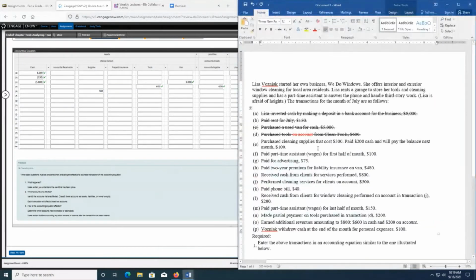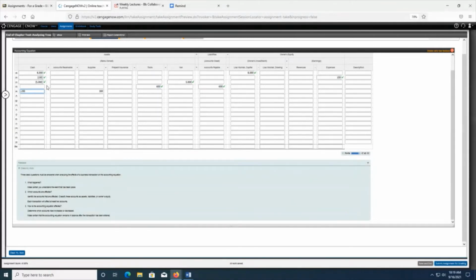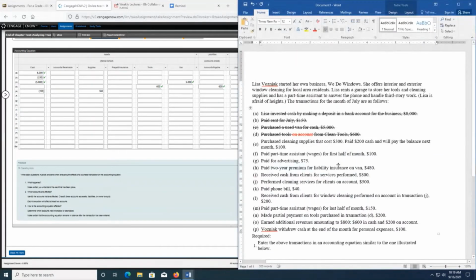Okay, so this is where it gets kind of tricky. We paid $200 cash. And we'll pay the balance next month. So what does that tell us? Well, we are going to pay $200 in cash. So we have the cash with negative $200. So I'm putting that back over here as a negative $200 in my cash. But that's not the only thing that happened in there. We purchased cleaning supplies, we paid $200 of the $300, and we still owe $100.